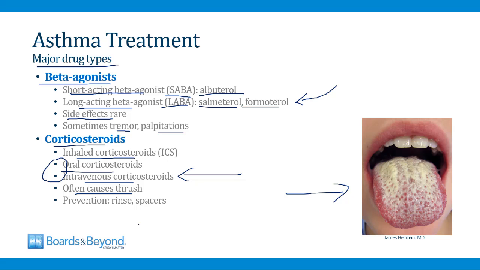Because thrush is such a problem, there's a couple of things patients are advised to do to prevent thrush from occurring. The first is to rinse after they use a corticosteroid inhaler, and the second is to use a device called a spacer. A spacer is a big hollow chamber that can be filled with the inhaled corticosteroid drug, and then the patient can slowly inhale it into their lungs. And when they take it this way, it's less likely that the drug will get onto their oral mucosa in their mouth.